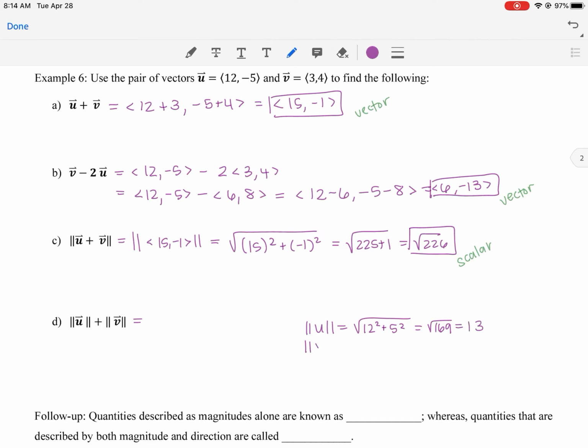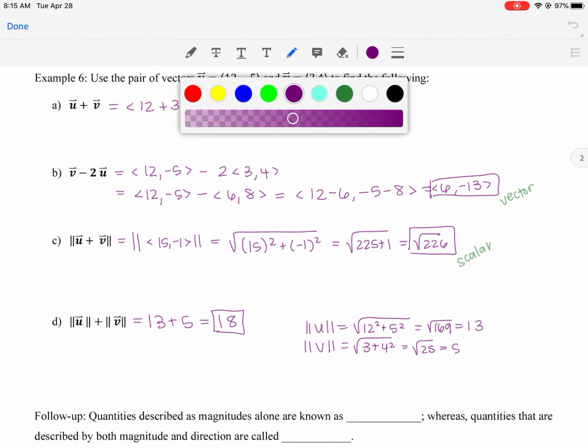And the square root of that is just simply 13. Whereas for vector v, the square root of 3 squared plus 4 squared is the square root of 25, so we get 5. So we get the value of 13 plus 5, and we get 18.